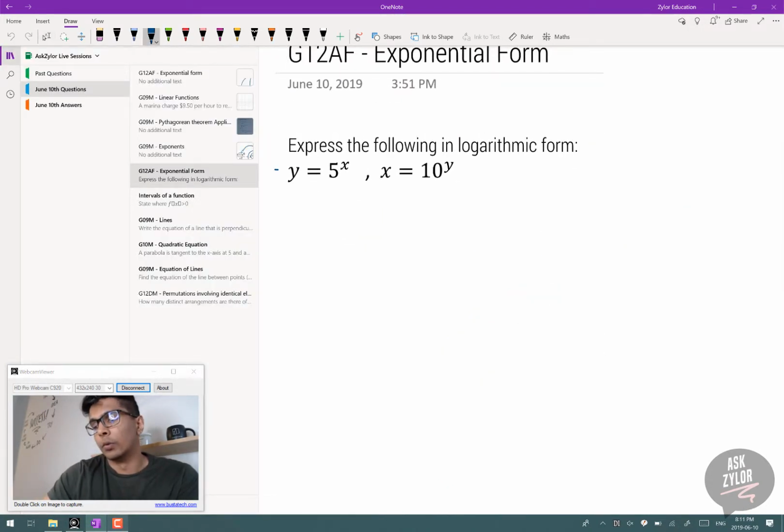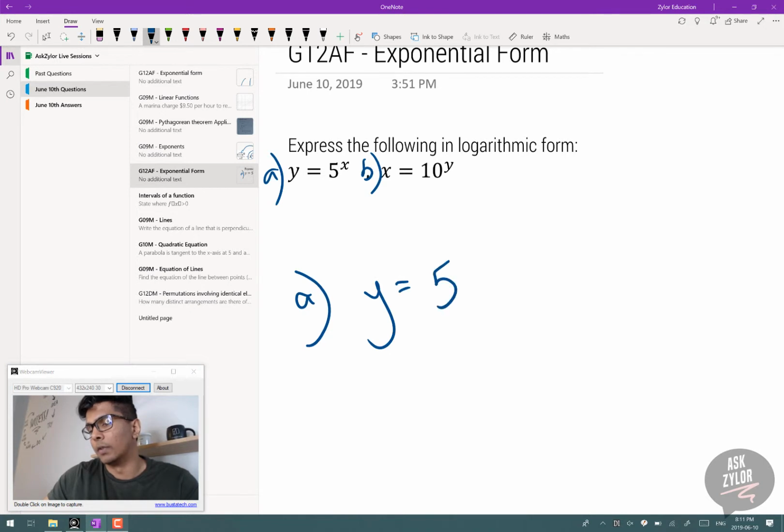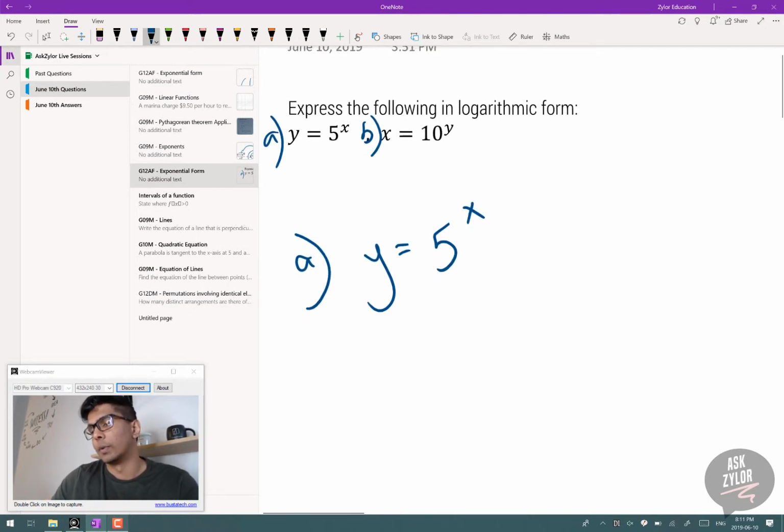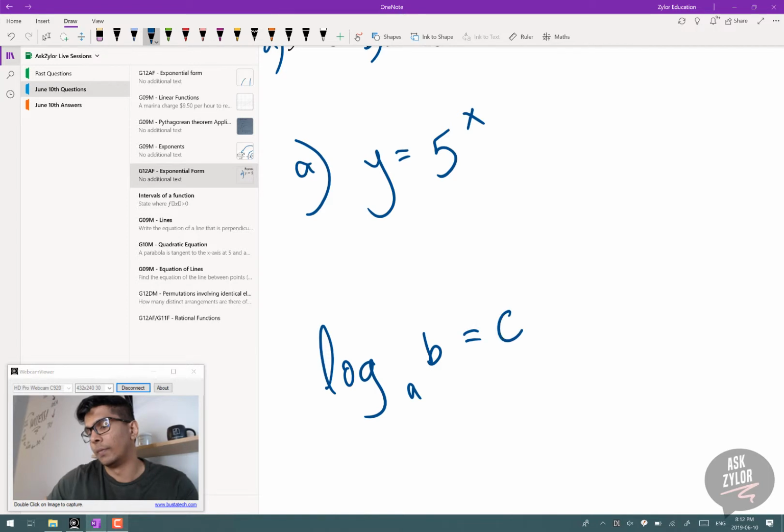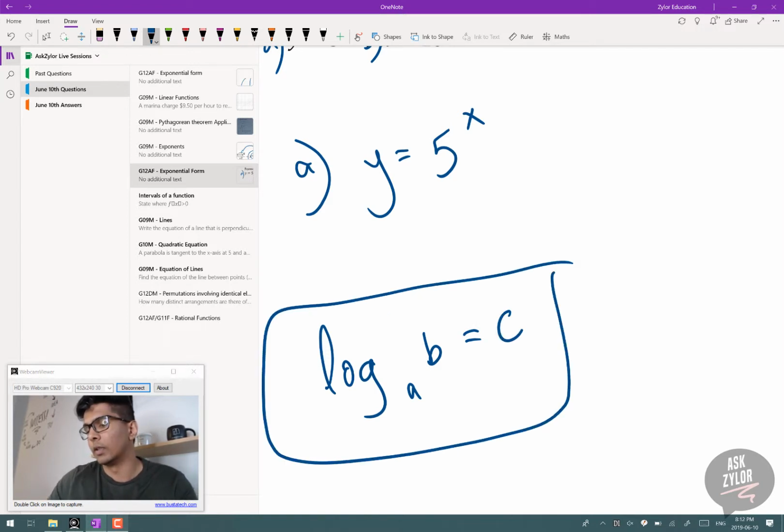Another question, so we'll call this part A, we'll call this part B. So we're asked to express the following in logarithmic form. A is saying y is equal to 5 to the power x. So we need to express this in logarithmic form. Okay, so we need to understand what logarithms do. So I'm going to write log of A B is equal to C. This is a general equation for a logarithm. It's basically saying log base A of B is equal to C.